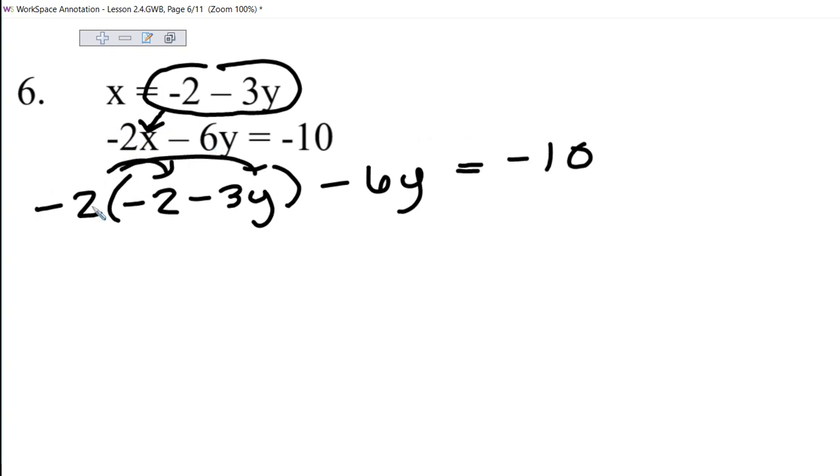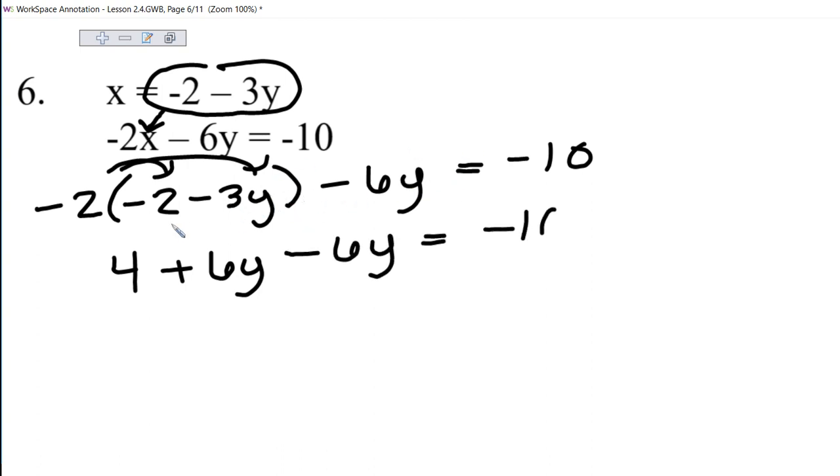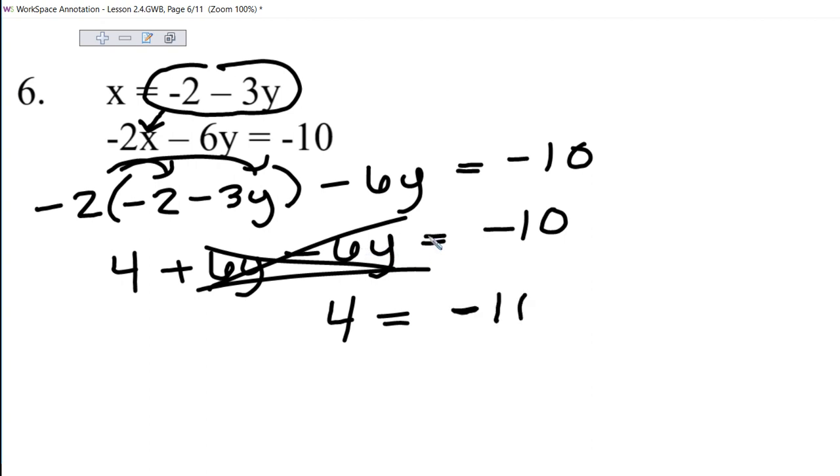So -2 times -2 is positive 4. -2 times -3y is positive 6y. Bring down the rest of the equation. And what happens with these y's? Positive 6y, negative 6y, they make a zero pair and they go away. So what's left on my left side? 4. What's left on the right side? Does 4 equal -10? No, it doesn't. So the answer is no solution.